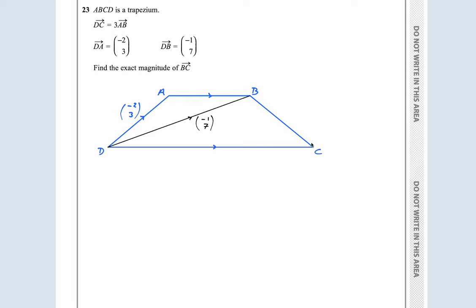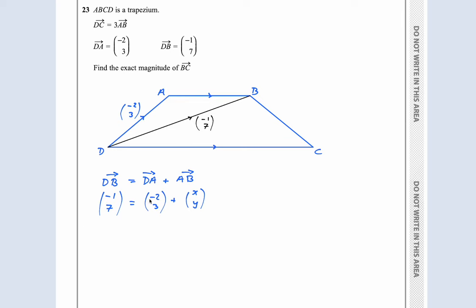Find the exact magnitude of BC. Okay, to get from B to C, well, I don't know BC, so I'm going to have to probably come down here and along there. But I don't know this value, but I do know it's 3 of these, 3 ABs. So that's the trick. I'm going to find AB. So watch this. I can say DB, that's from here to here, is equal to DA, which goes from D to A, plus AB. That makes sense, because look, to go from D to B, I go DA and AB. There we go. DB we know is minus 1, 7. DA is minus 2, 3. And AB is the thing we don't know. So let's just call it XY.